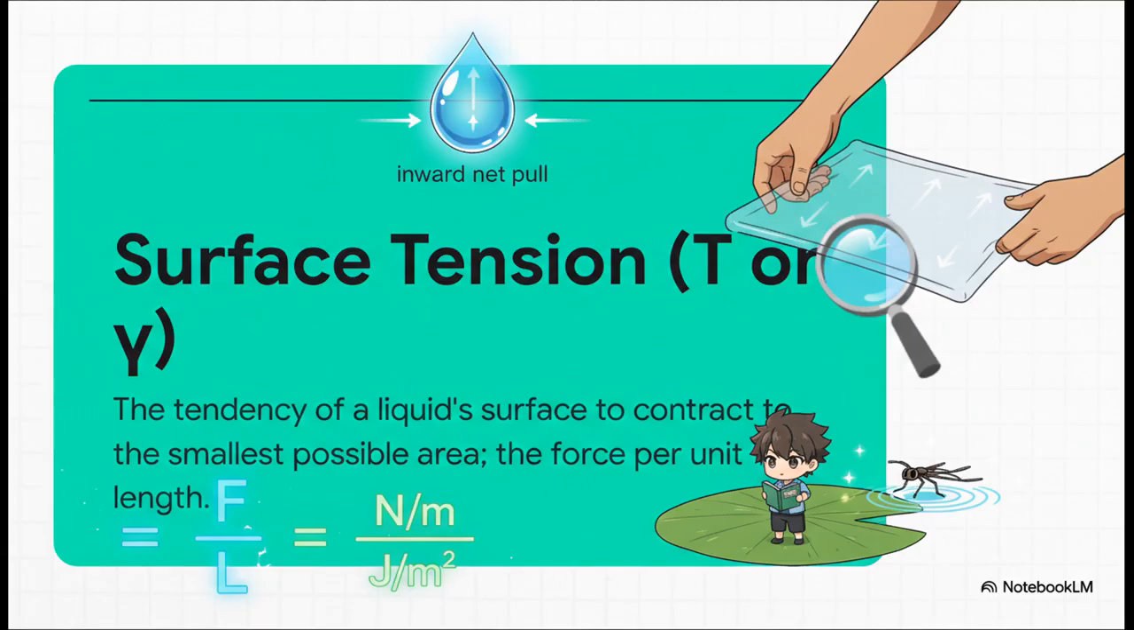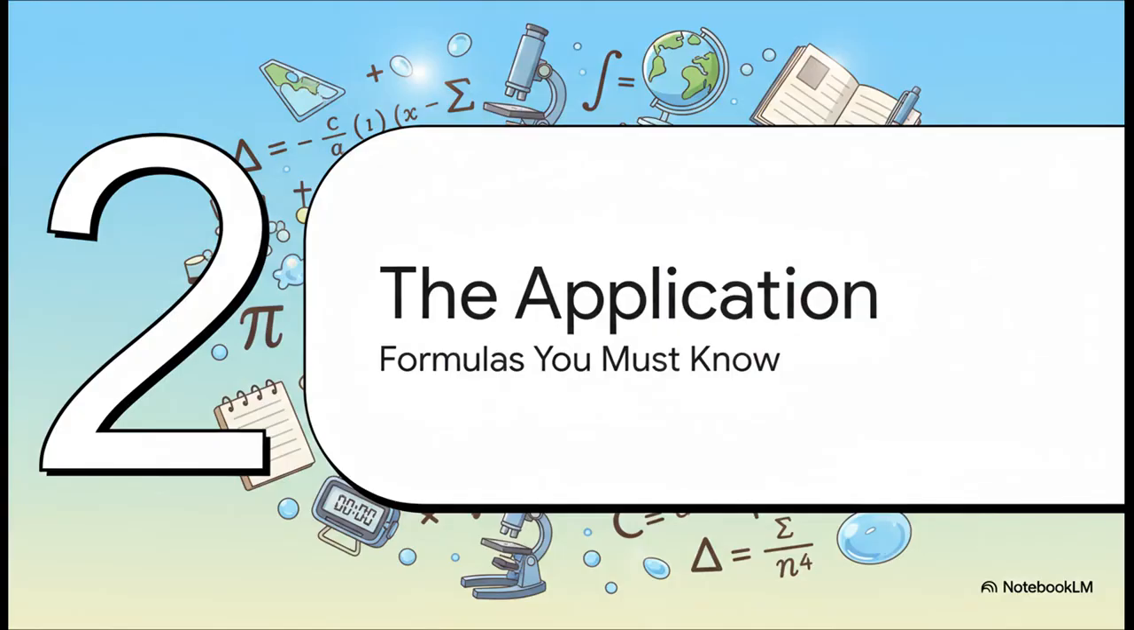The formula is simple. T equals F over L. And the SI unit, of course, is newtons per meter. Oh, and one more thing. It's also defined as surface energy per unit area. Don't forget that. So, is the concept clear?